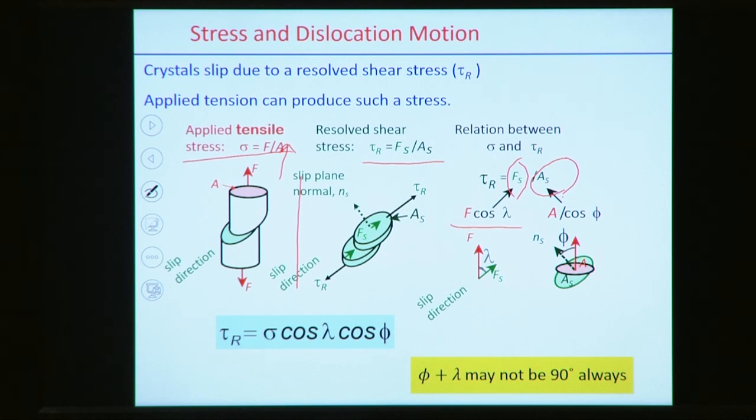So if you put these things together, we can find out the resolved shear stress acting on the slip plane in the slip direction, that is sigma cos lambda cos phi. That sigma is the normal stress with the application of the force F. But with this configuration, it's not necessary that phi plus lambda should always be 90 degrees.